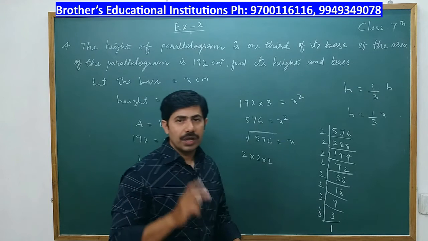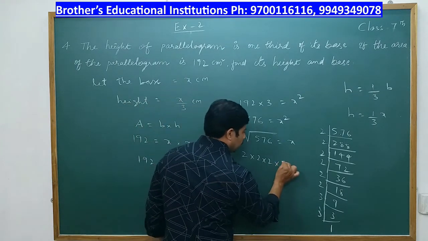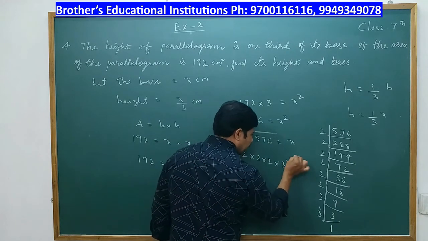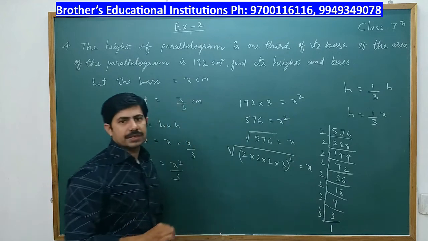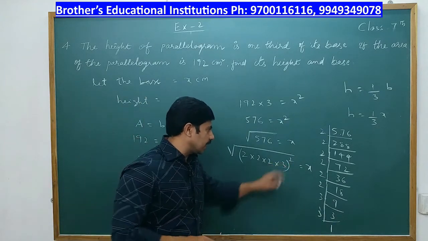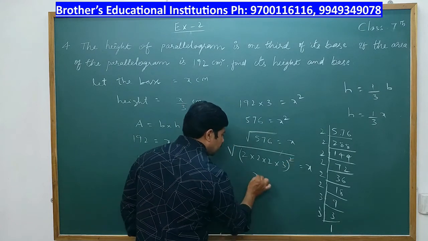Then how many 3's are there? Two 3's are there. Of 2 you have to write half. Half means one 3 you have to write. 2 into 2 into 2 into 3, and put the whole square under root, is equal to x. Now the square and root get cancelled. Remaining is the value of x.